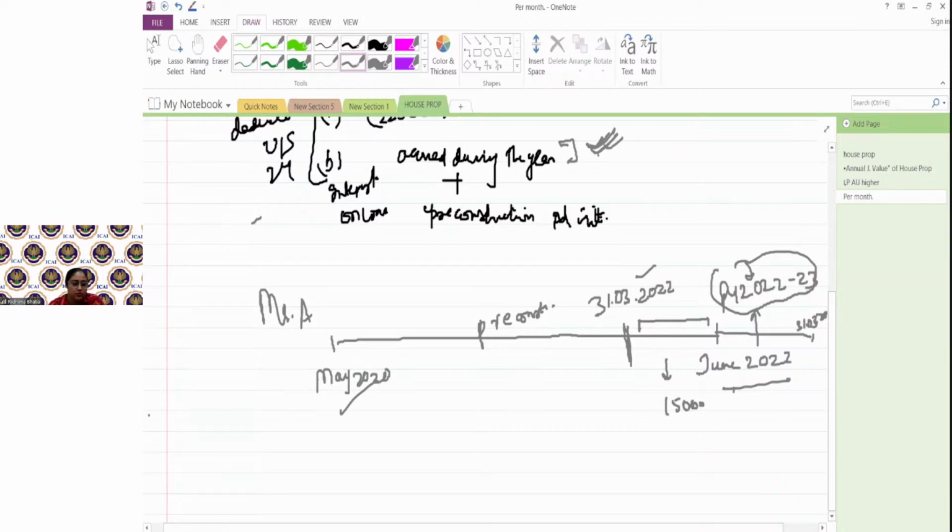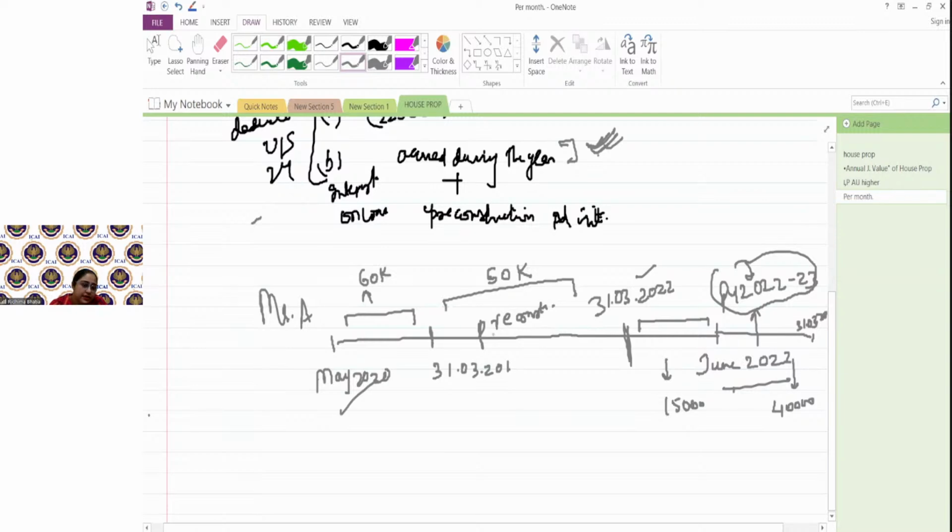From 1st July to March, interest paid is say 40,000. Interest paid from May 2020 to 31st March 2021 is 60,000. From 31st March 2021 to 31st March 2022, interest paid is 50,000, or paid and accrued and paid both.